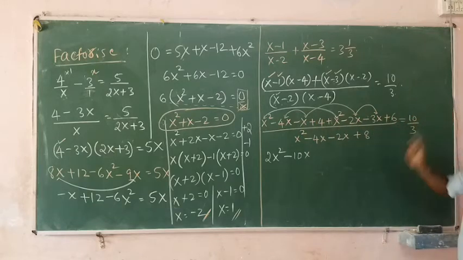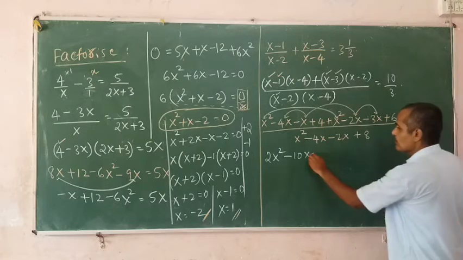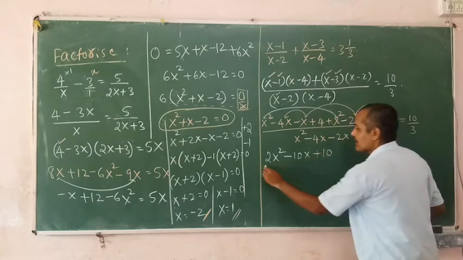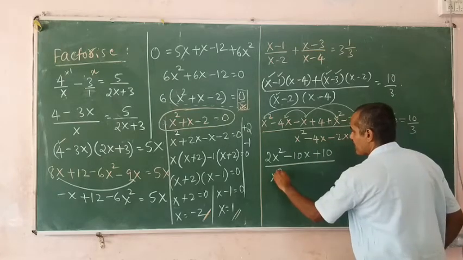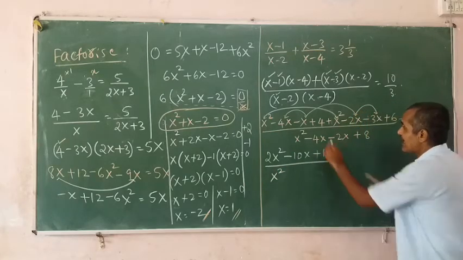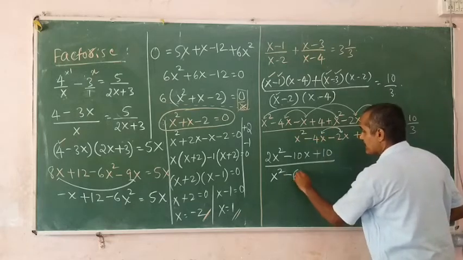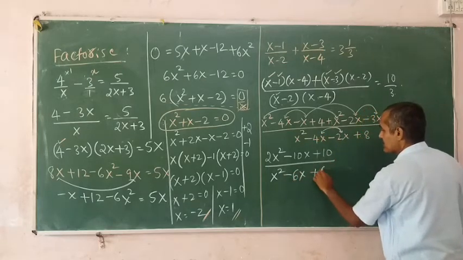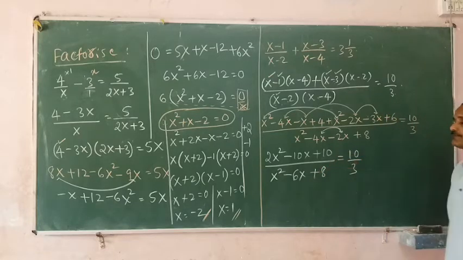So I have added it. Plus 4 and plus 6 gives you plus 10, whole divided by x square. These two are again like terms, both are minus, so they have to be added. Minus 6x plus 8 is equal to 10 by 3.